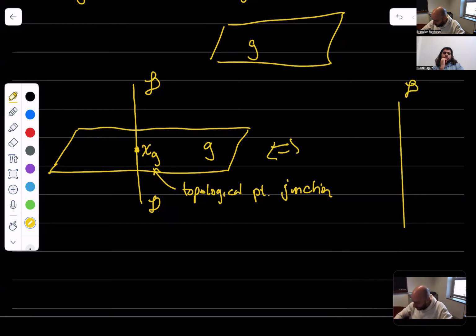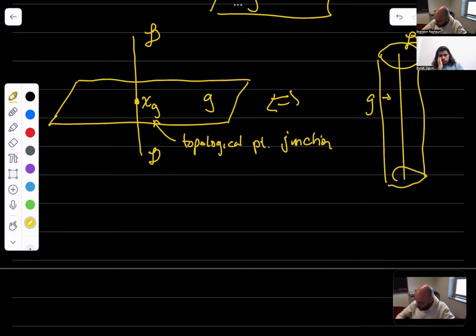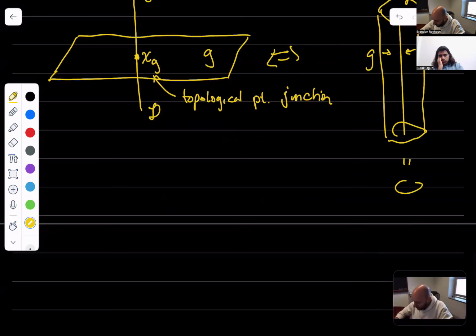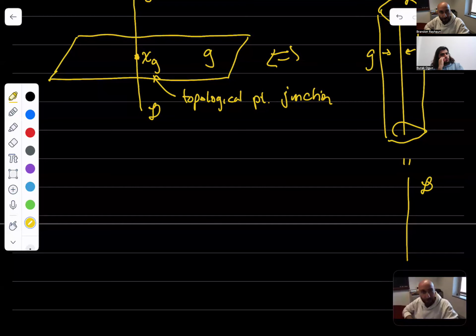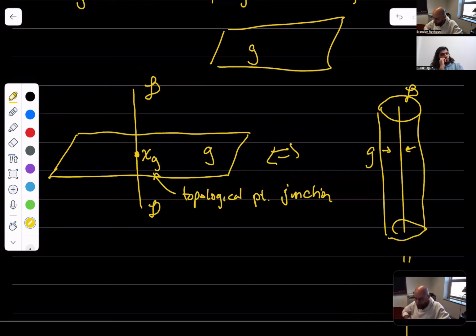I want to demand that if I take my line and I take a hollow cylinder of my G surface and I squish this cylinder onto the line, then I get the same defect I started with back, as opposed to a different defect. So in a sense, the defect is invariant under the action of fusing a surface onto it. This is the definition of what it means for a line defect to be symmetric with respect to G.